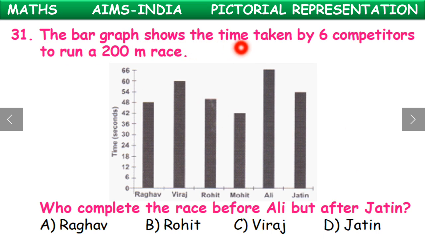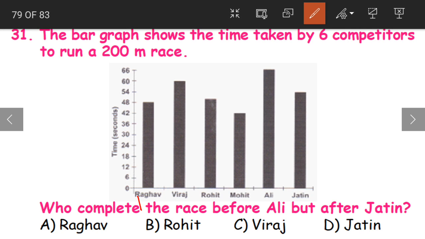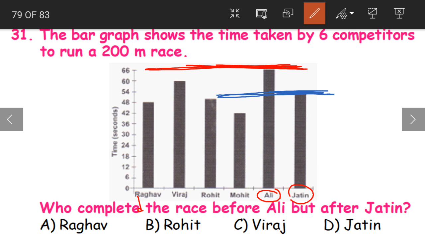Now, question 31. The bar graph shows the time taken by 6 competitors to run a 200 meters game. Who completed the race before Ali but after Jatin? Ali, Jatin. Before Ali. This is the line of Ali and this is the line of Jatin. Yes or no? So in between, what do we want?